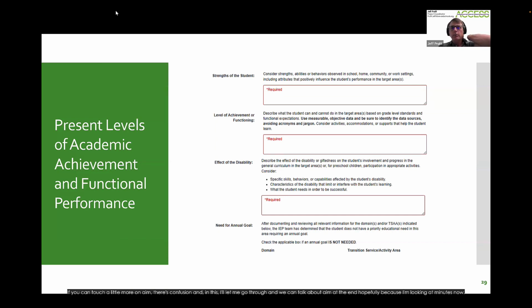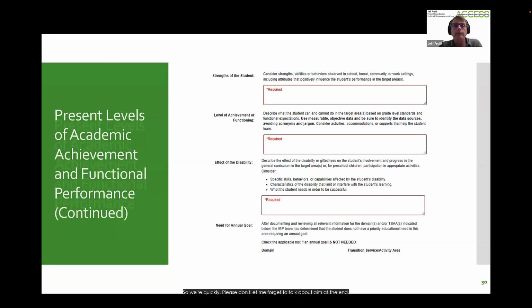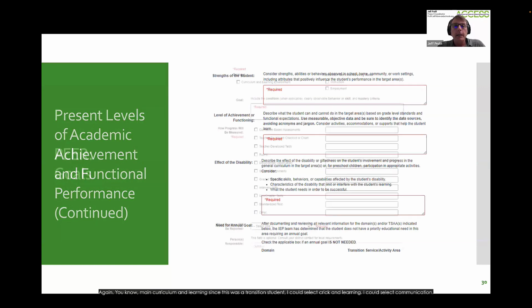If you can touch a little more on AIM, there's confusion in this. Let me go through and we can talk about AIM at the end, hopefully, because I'm looking at minutes now. I'm starting to get a little pre-clamped. So we're going quickly, please don't let me forget to talk about AIM at the end.